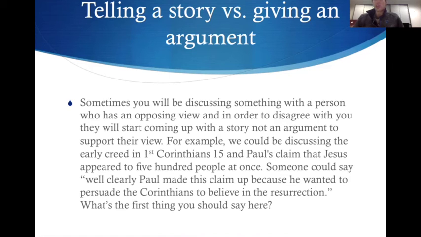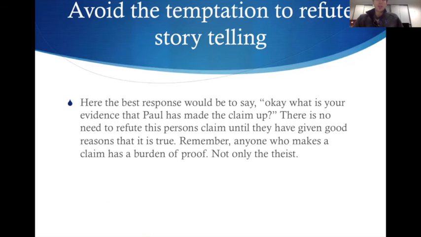Well, what's the first thing you should say here? What's the temptation to react to this claim? The temptation is to say, that's not true, and here's the evidence or reasons why. That is what you should avoid, okay? When somebody says something like Paul made it up, you should ask them, okay, well, what is your evidence that Paul made up that claim? Or, as we'll see in a second, the generic form of the question, how did you come to that conclusion?